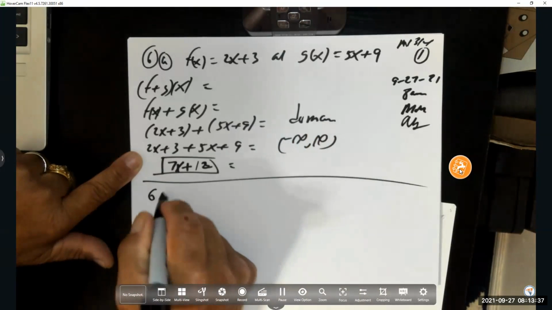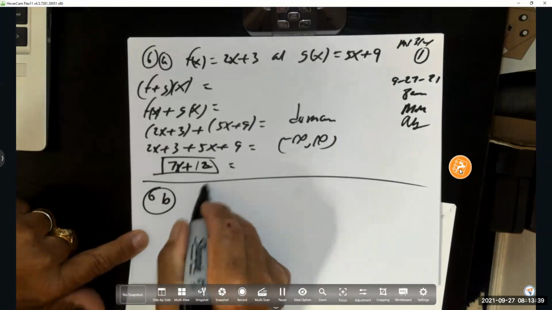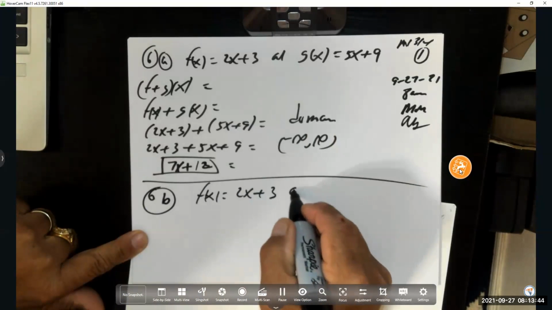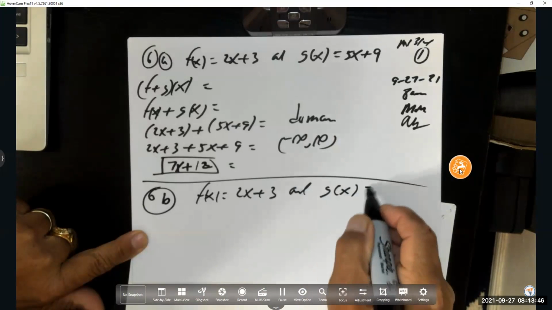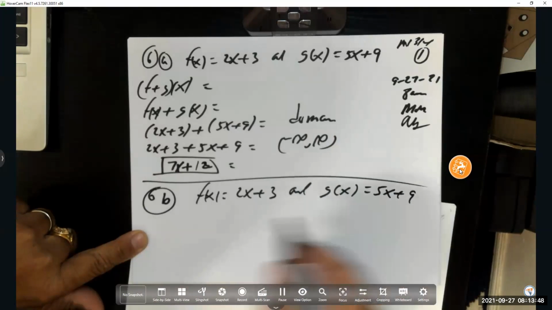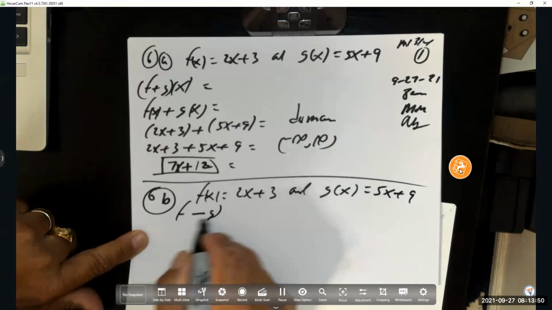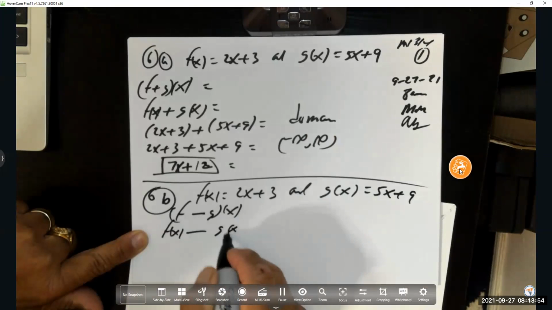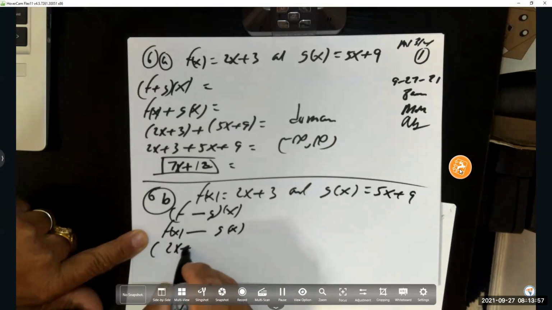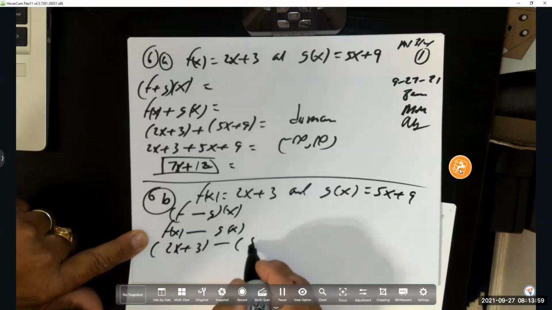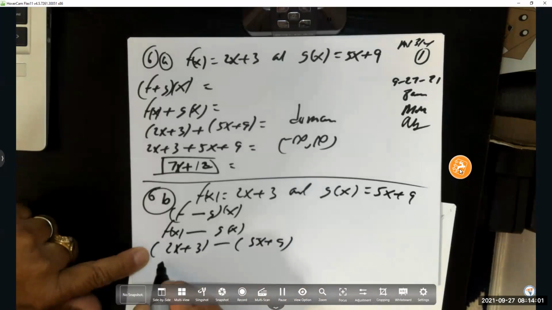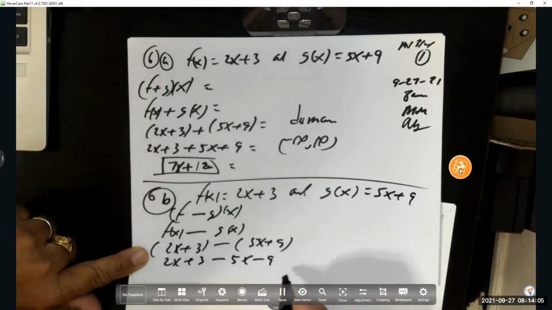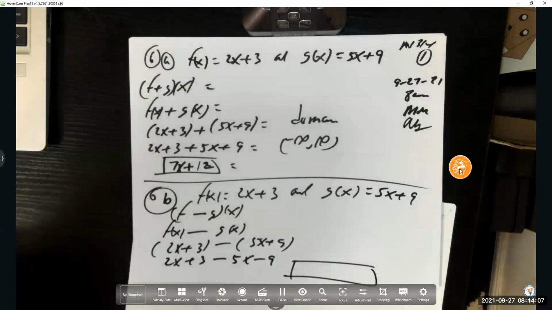All right, number 6, letter B. It was f of x is same thing, 2x plus 3. And the g of x, I'm gonna use the same numbers again, 5x plus 9. I'm gonna go f minus g of x, means take away f of x, take away g of x. F of x is 2x plus 3, take away 5x plus 9. So 2x plus 3 minus 5x and minus 9. So the answer in my box is, somebody tell me.